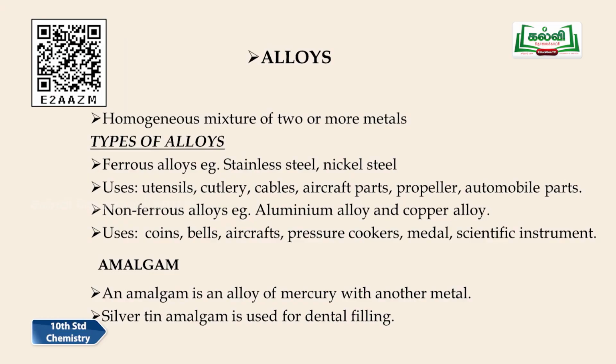Ferrous alloy means it is an alloy in which iron is the major content. So, what is non-ferrous? It is an alloy which does not contain what? Iron. Okay. So, non-ferrous alloys, there are two types. One is copper alloy and the second one is what? Aluminum alloy. Okay. Copper alloy, see here, brass and bronze.